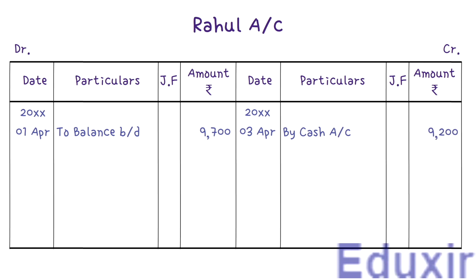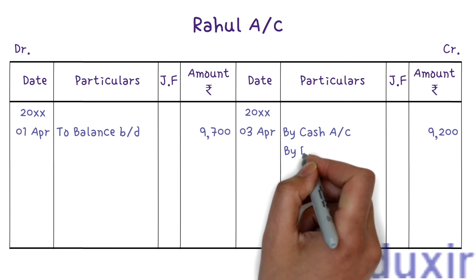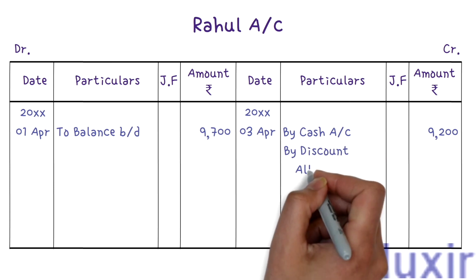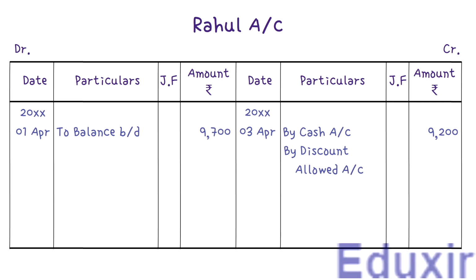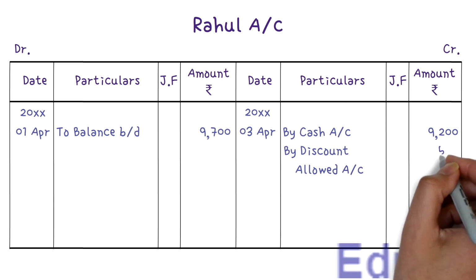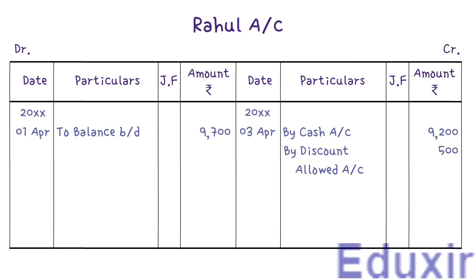As discussed earlier, we need to post the other entry for discount allowed. As the discount allowed is also on the same day, we can skip the date part. Let us write by discount allowed account into the particulars column. Let us then write the credit amount of 500 rupees in the amount column. With that, we have completed the posting of this journal entry into Rahul account. Let us now take up the next entry.